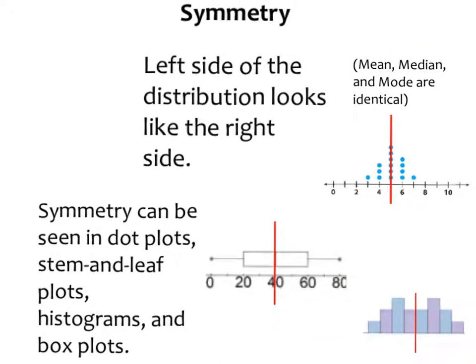Symmetry is a word that's used to describe something that appears similar on one side as it is on another, right? If the left side of the distribution looks like the right side, we've got symmetry. Symmetry can be seen in dot plots, stem and leaf plots, histograms, and box plots. And in fact, there are examples here on the screen. The red line is showing you the center of the graph. And you can look at each of these graphs and notice that the picture of that graph on one side of the red line looks much like the picture of the graph on the other side of the red line. They are symmetrical.